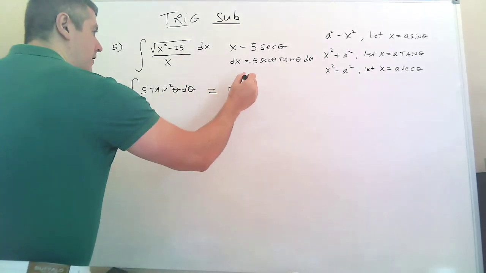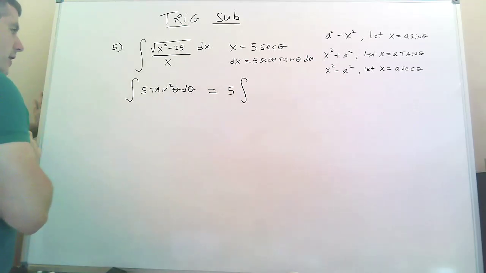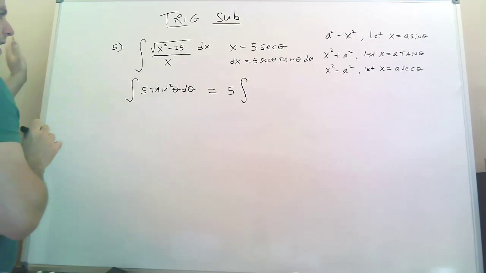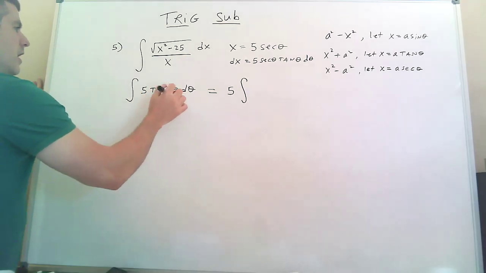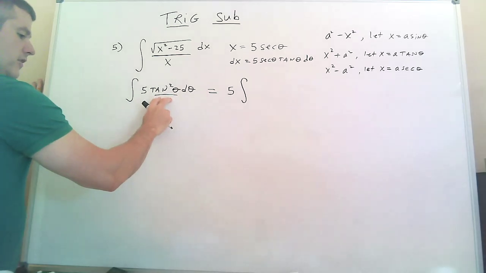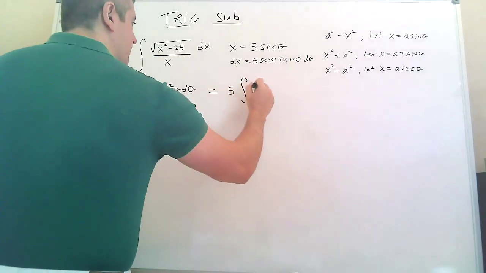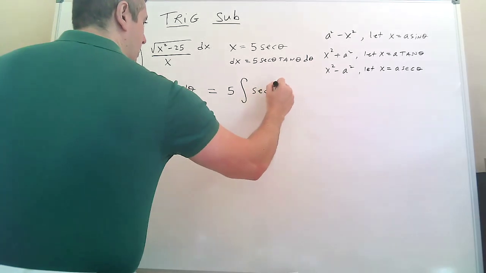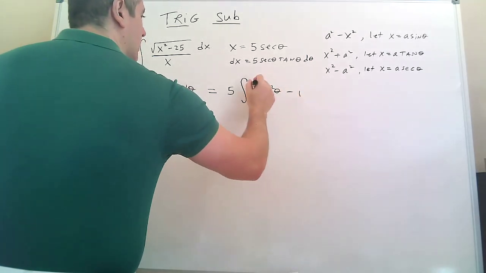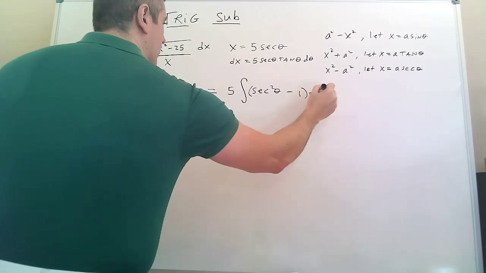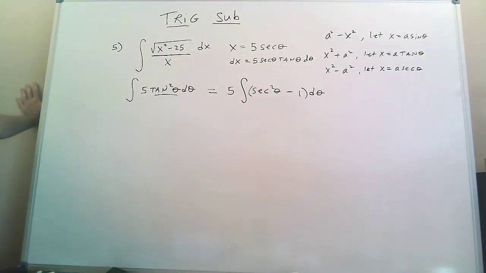I'm going to take the 5, and I'm going to put it in the front. It's kind of annoying if it's there, and I'm going to do a move that helps me simplify this. I'm going to replace this with the trig identity, right? So this is secant squared minus 1. Right? That's my big move.